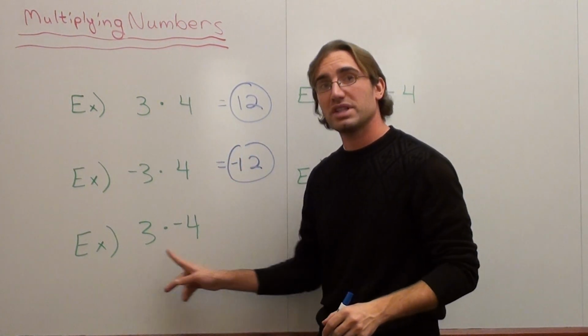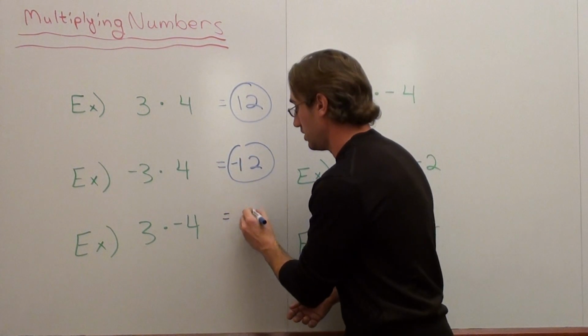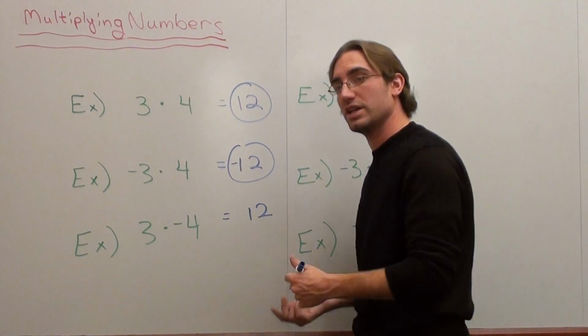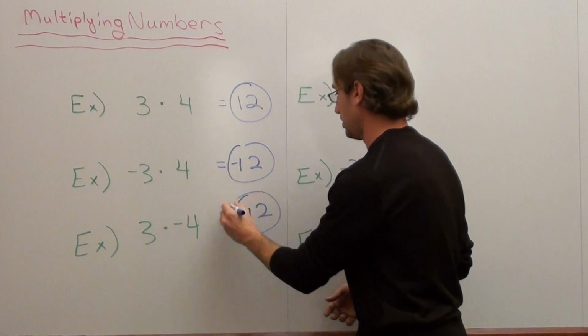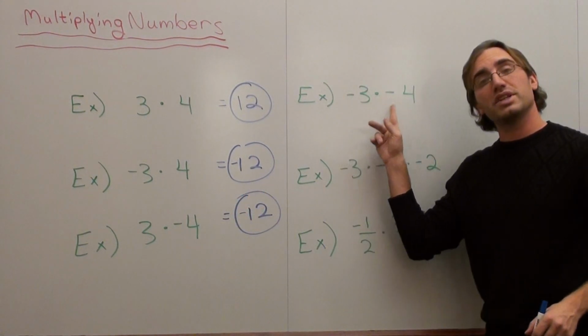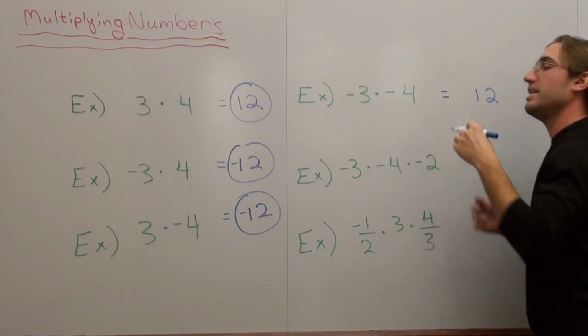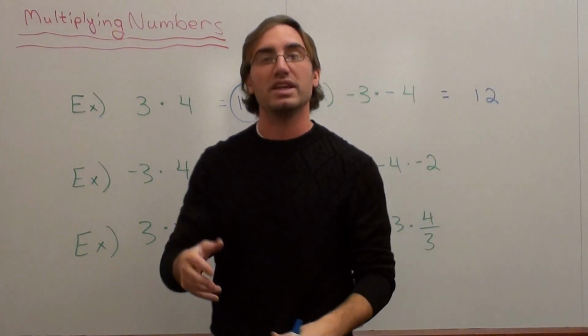Same thing here. 3 times 4 is 12. And when you have one negative number and one positive number, the answer is negative. Here you have negative 3 times negative 4. The answer is still 12. And a negative times a negative is a positive.